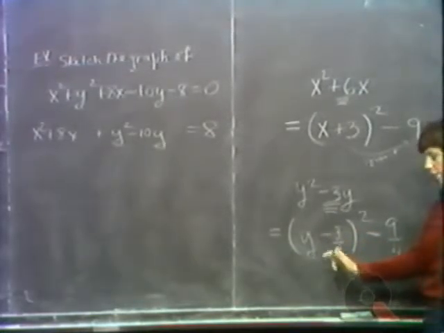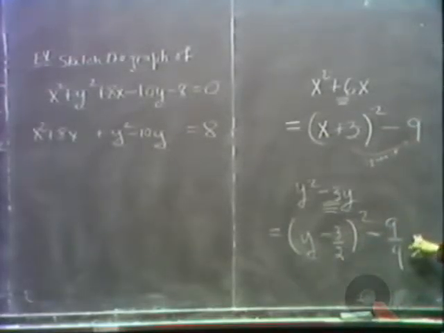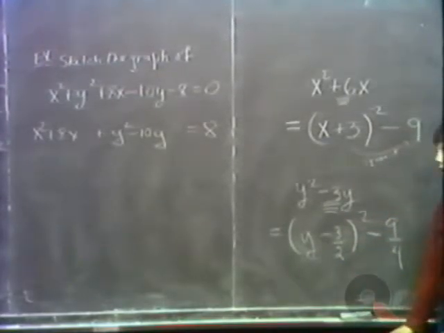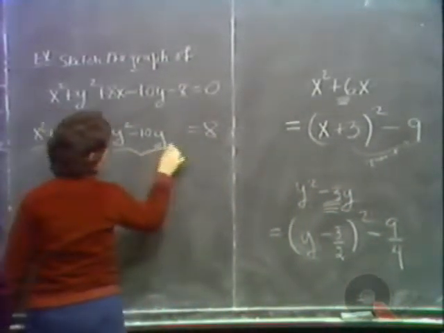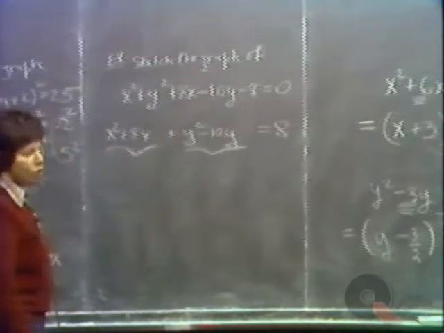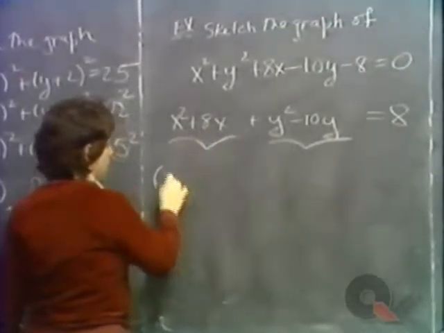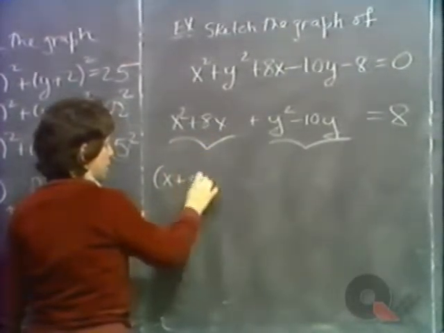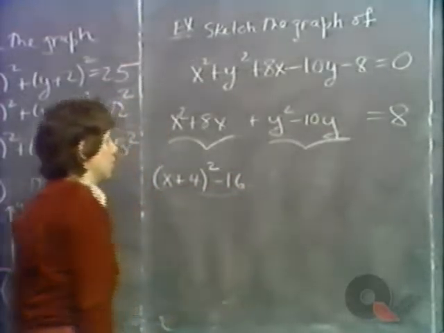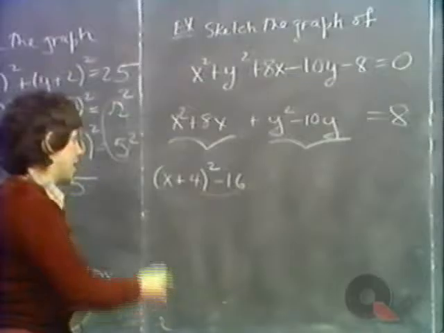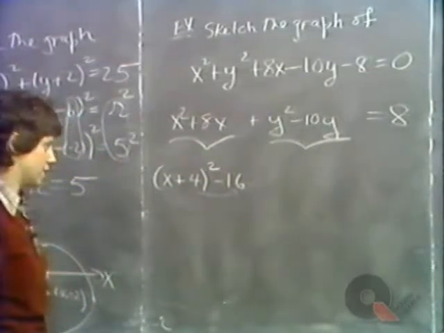When you actually multiply this out, you would get y squared minus 3y plus 9 quarters minus 9 quarters. That's y squared minus 3y. And what I want to do over here is replace each of these by something that it's equivalent to, but in this form. So for x squared plus 8x, write it as, okay, half of 8, that's plus 4, square it and subtract off this number squared. This is equivalent to this. It's x squared plus 8x plus 16 minus 16. That's x squared plus 8x.